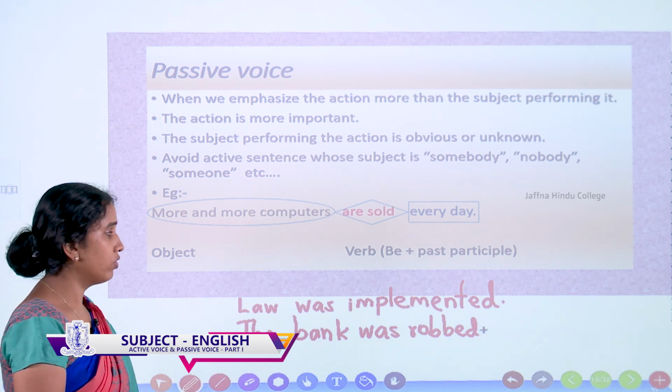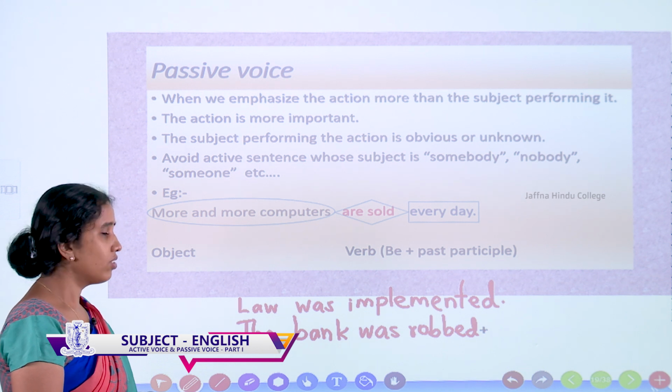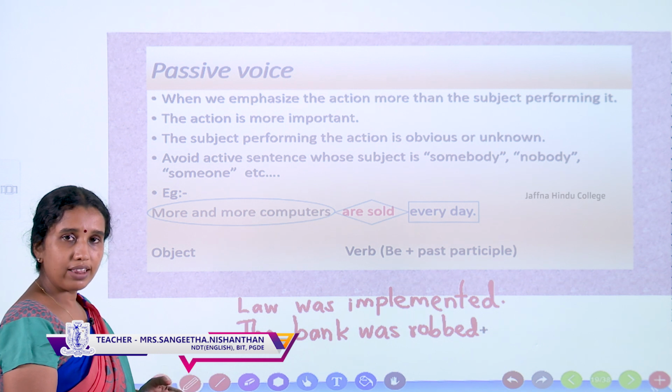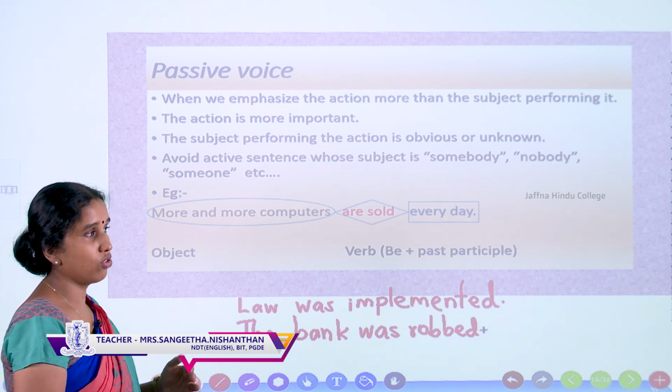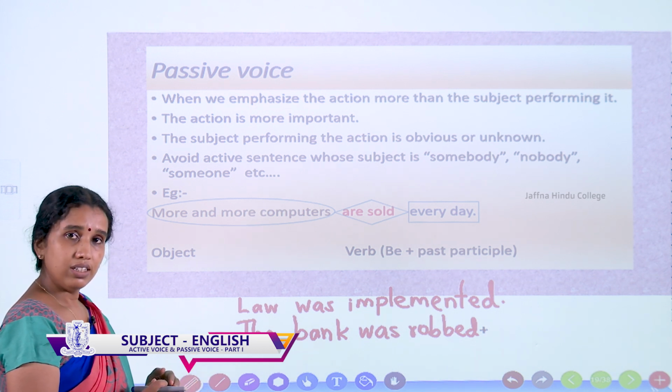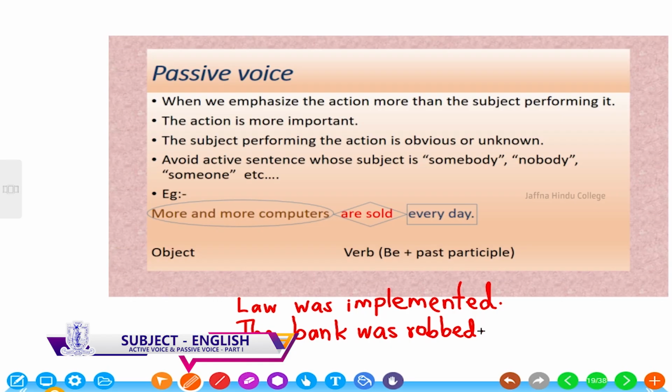The bank was robbed. It is not straightforward, but passive voice is weaker than the active voice. Active voice is strong and straightforward. Passive voice is subtle and weaker. Right. When we emphasize the action more than the subject performing it, the action is more important. The subject performing the action is obvious or unknown.